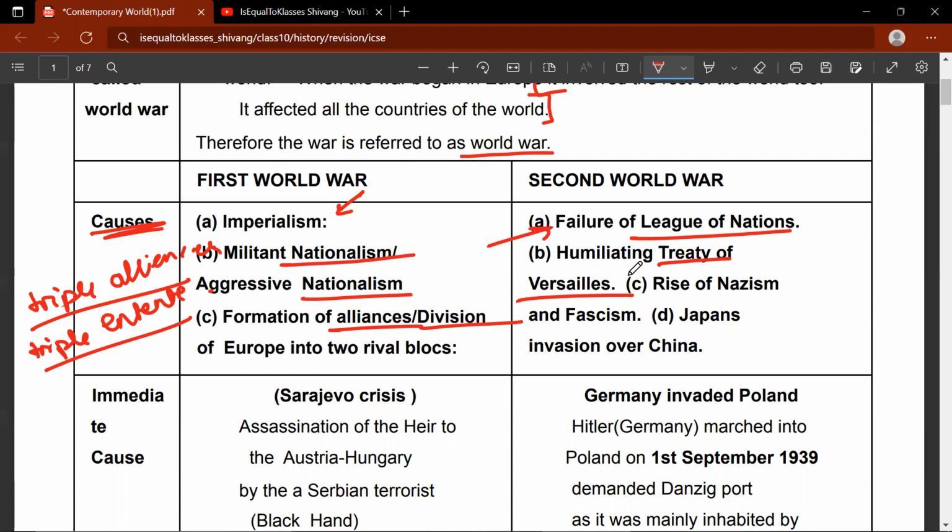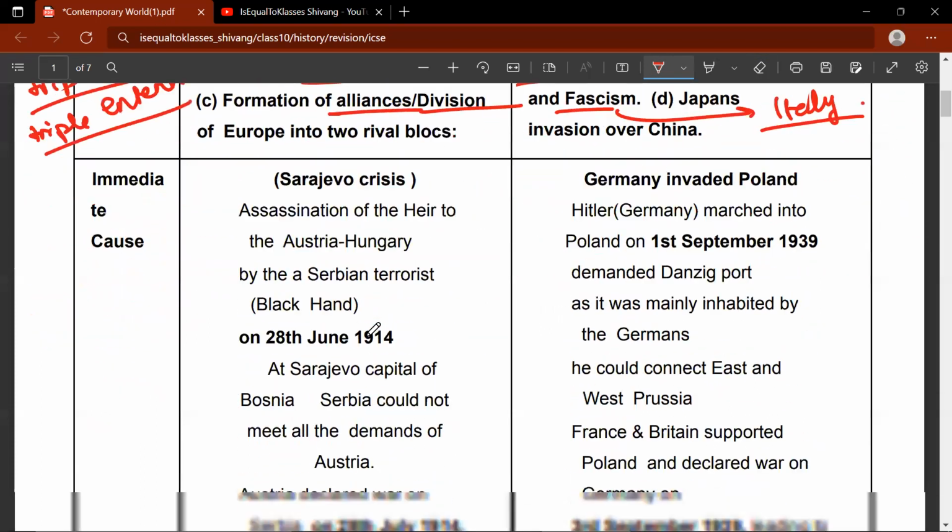And then the rise of Nazism and Fascism. One thing to note here is that Nazism originated in Germany, and Fascism originated in Italy. Nazism was advocated by Adolf Hitler, the German Führer, and Fascism was propagated by Il Duce, Benito Mussolini. Okay, let's move on to the next point.